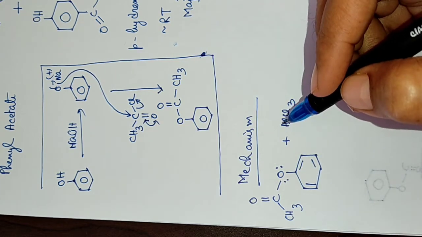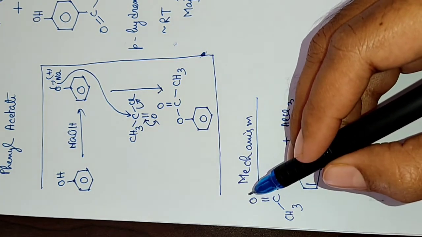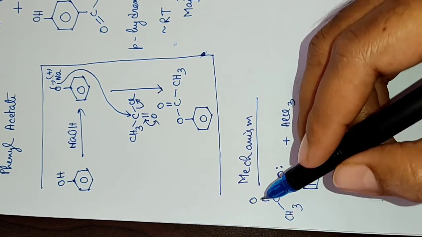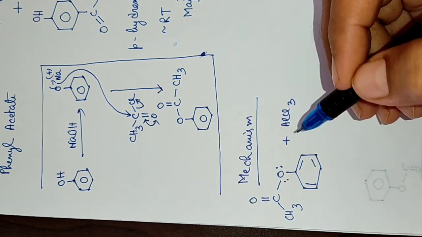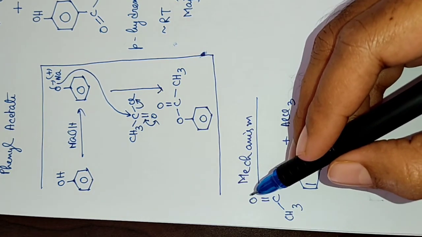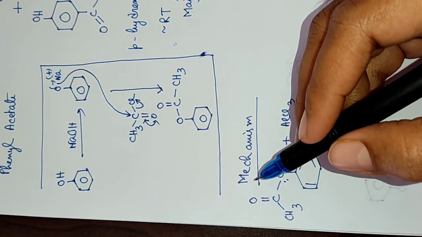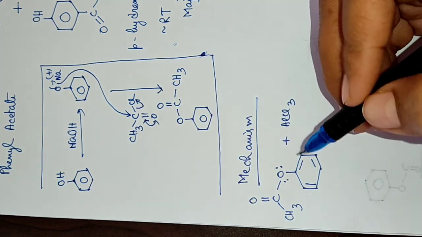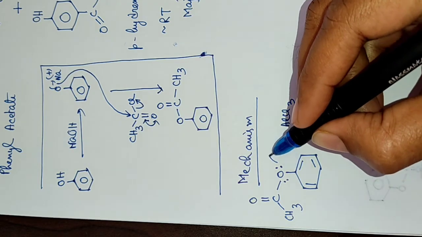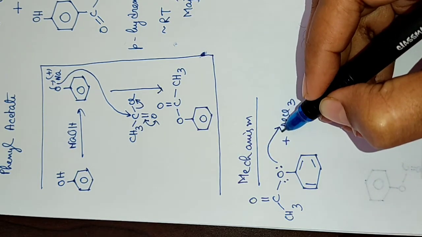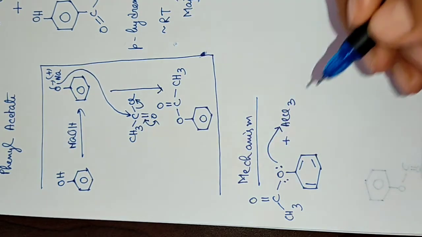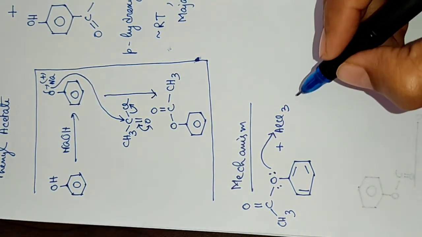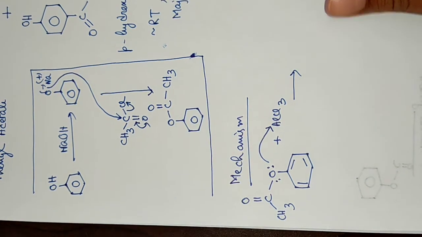Now AlCl3 will bind with this lone pair also, but this will not come up with the end product. So even if it binds with this one, it will get released, and when it binds with the lone pair of this oxygen, it will yield the product. So there is a transfer of lone pair from this phenolic oxygen to AlCl3 and we get the adduct.